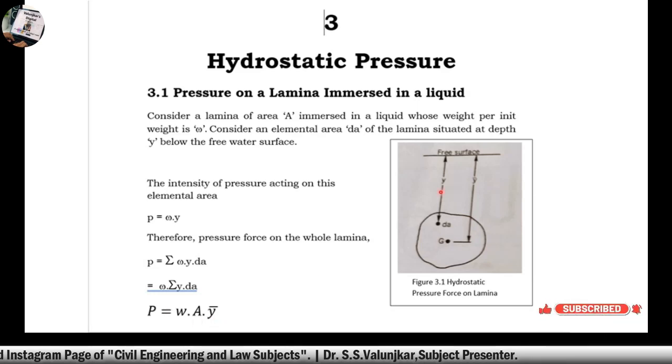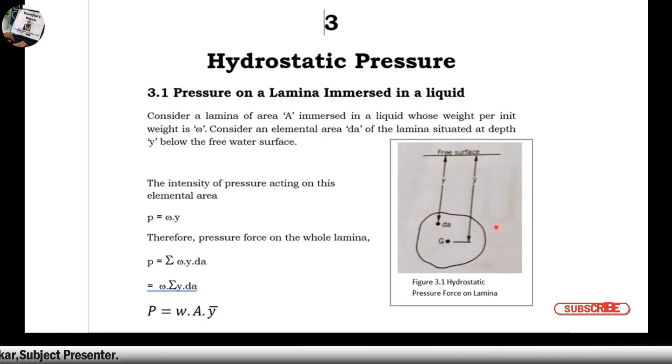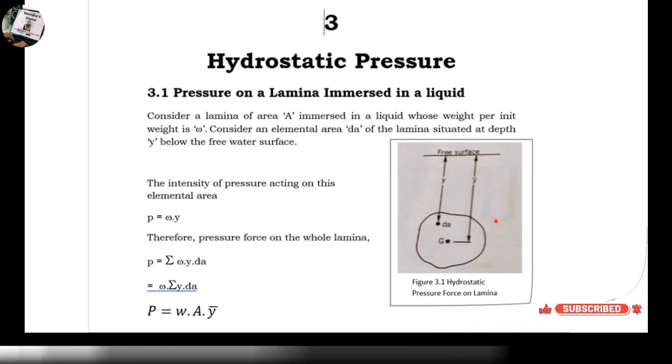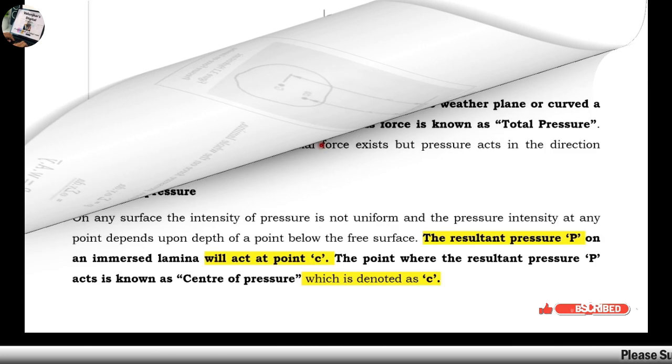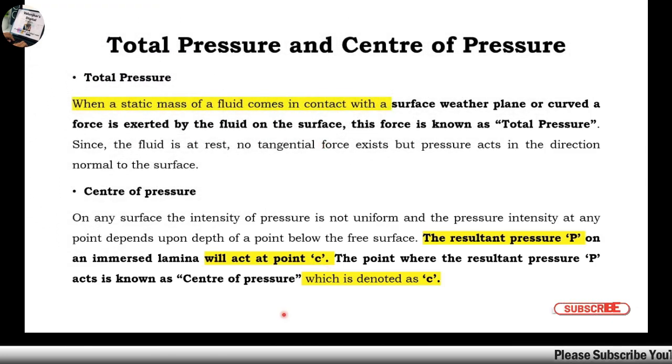So what is y bar here? Y bar is the depth of the centroid of the lamina from the free water surface. Capital A is the total area and W is the specific weight of water, and P is the total pressure force. So let us begin with the definitions: total pressure and the center of pressure.